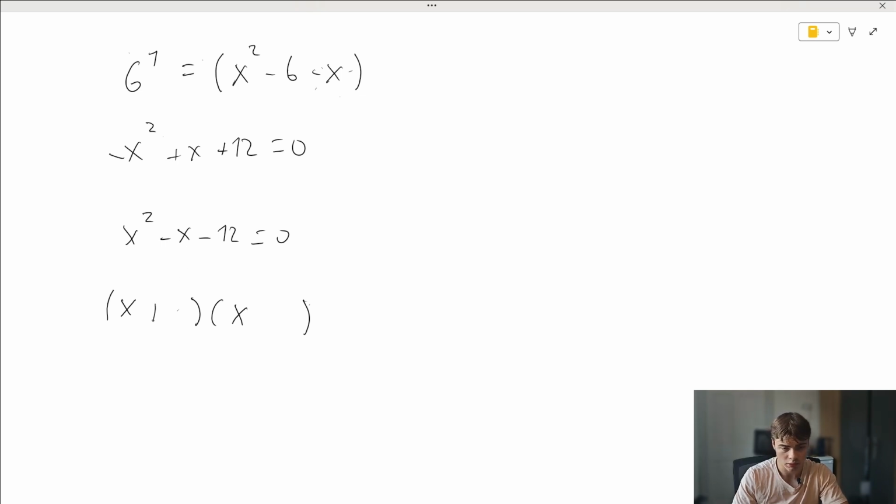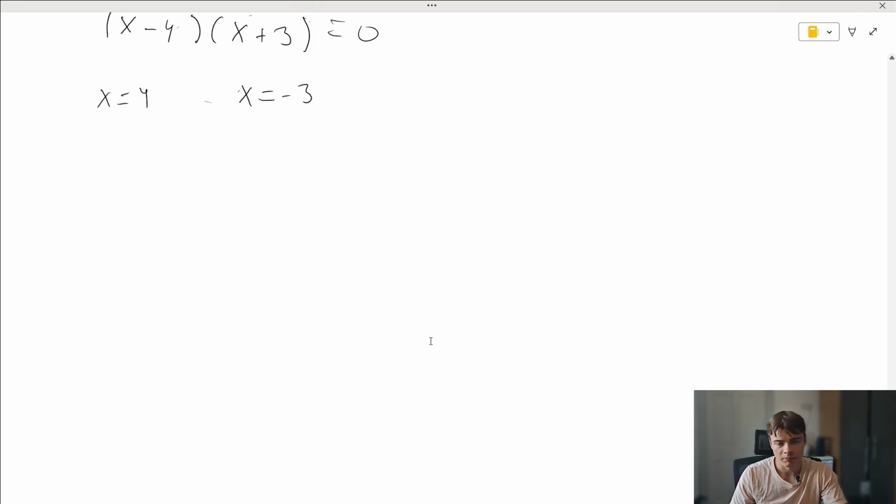So it's going to be minus 4 plus 3. Let's check. Minus 4 times 3 is minus 12. Minus 4x plus 3x is minus x. Great. This equals to 0, so x equals to 4 and x equals to minus 3.